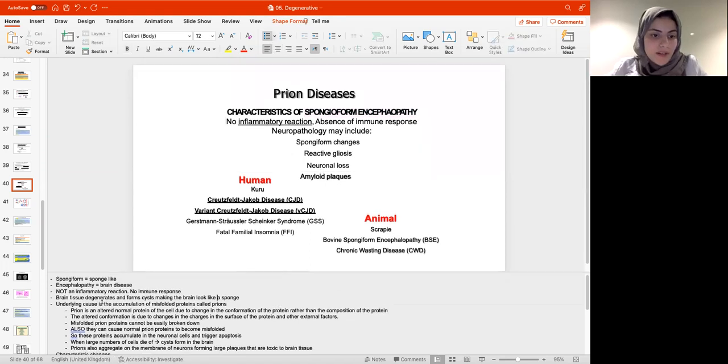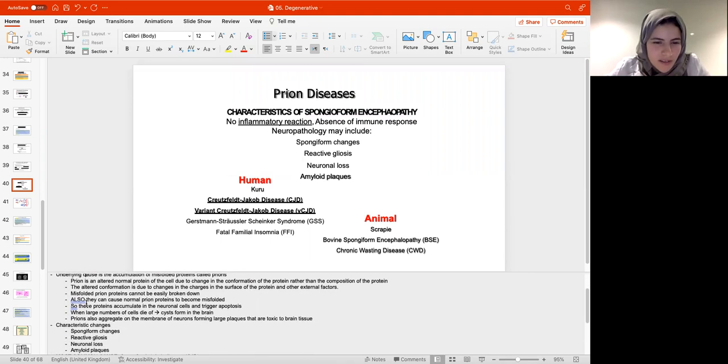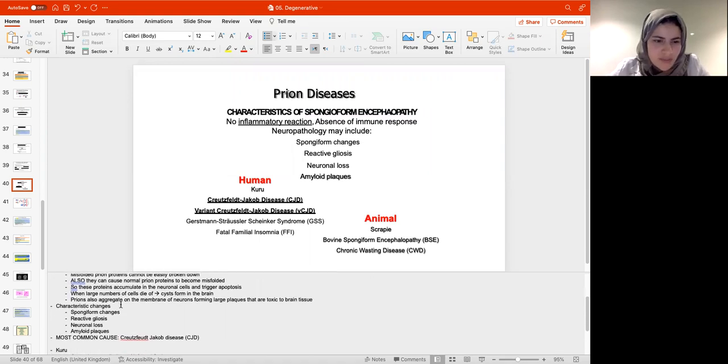Okay. Not an inflammatory response, no immune response, and as I said, whenever you have accumulation of any protein, the cells will degenerate. Okay, it's cytotoxic. It will cause cell degeneration, and then in prion disease they form cysts all over the brain where the degeneration happens. That's why it looks like a sponge. I mentioned here what I explained basically.